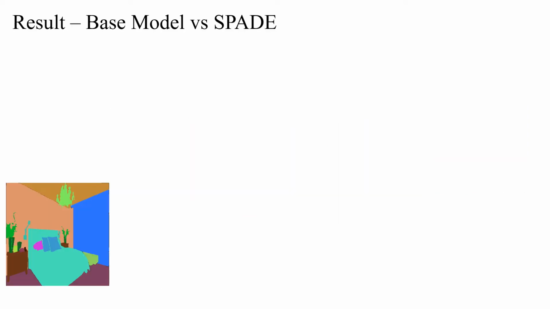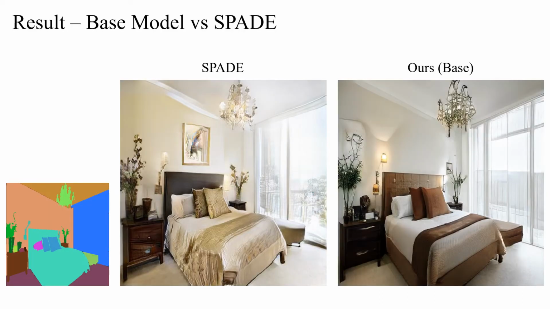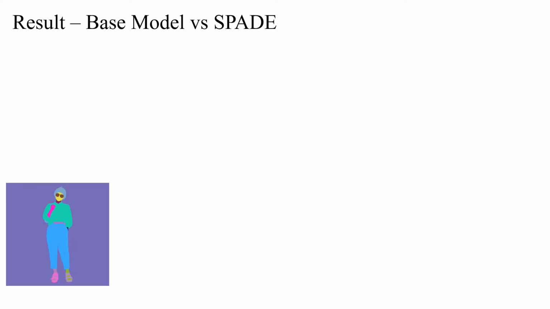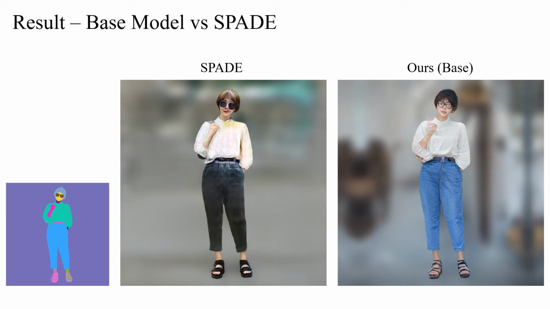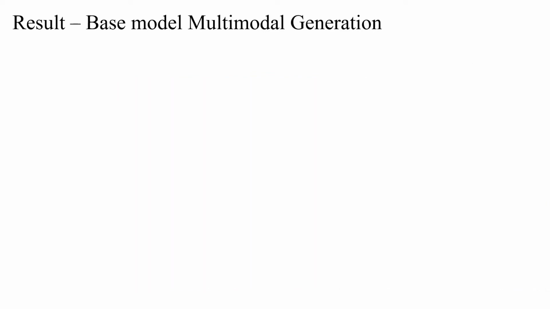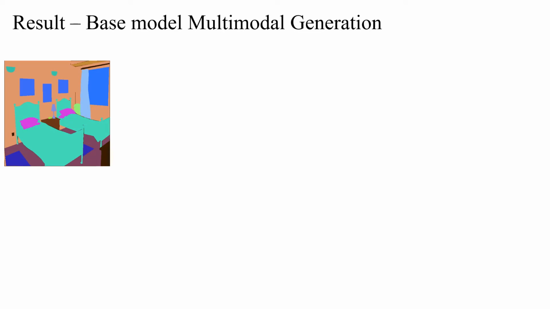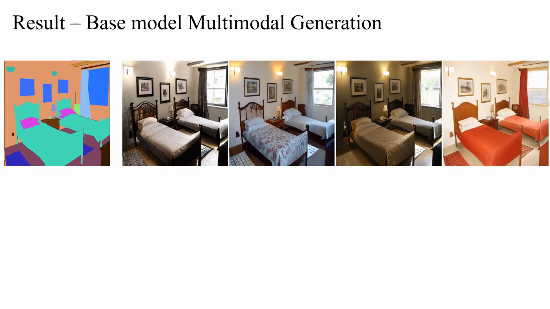Here we show our base model comparison with SPADE. We generate more realistic images with fewer artifacts compared to SPADE. Also, we generate more details, such as wrinkles in the pants. Note that this is only our base model results, without being refined using class-specific models. Our base model also supports multimodal generation by sampling different Z codes.